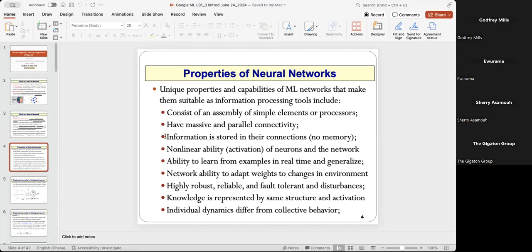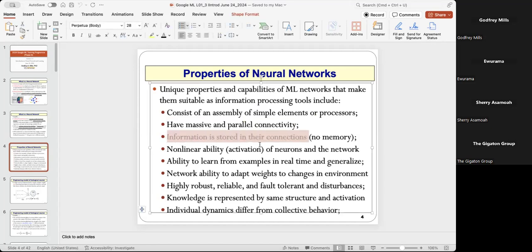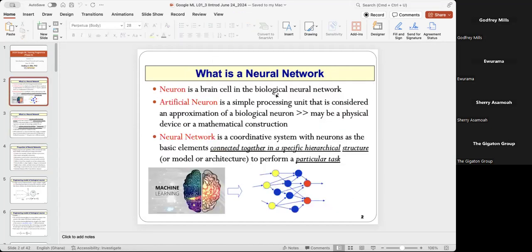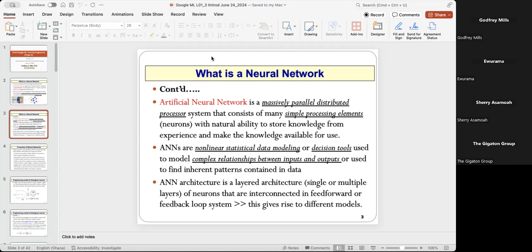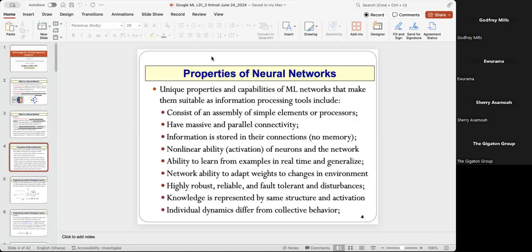Now, the information about whatever we want to learn is stored in the connection. So when we take this connection, the link between the yellow and the blue, that is where the information is stored. And biomedical people or the biologists will tell us something called the synaptic weight or synaptic connection. So that is where the information is stored. It doesn't have any memory anywhere. The information is stored just in that link.